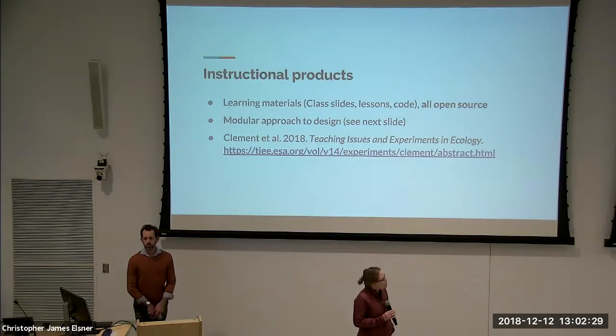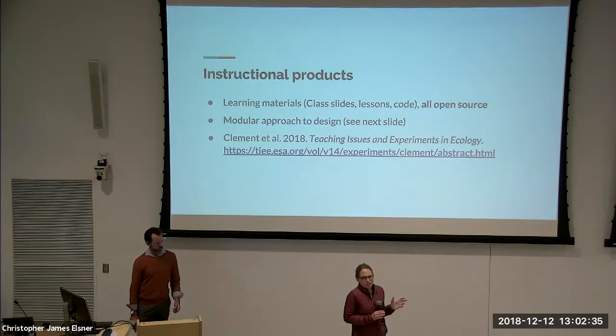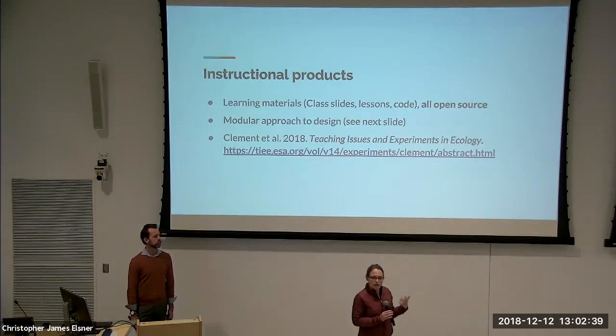We give a module approach, which Jeff is going to explain in a second, so that people can sub in. Like if you wanted to work on fungus, you can work on fungus. You would have to change some of the code related to the names of the organisms, but the majority of the code is still there, right? So it's not limited to just plant-insect interaction. It could be across all biodiversity. And then these efforts ended up being published in Teaching Issues and Experiments in Ecology.